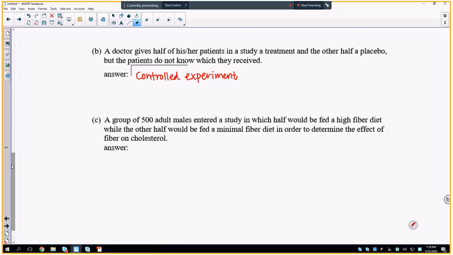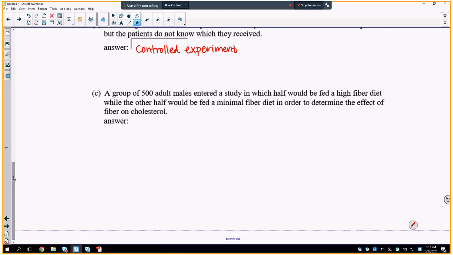In order to be double-blind, we would have to say that the doctor also doesn't know which treatment. A group of 500 adult males entered a study in which half would be fed a high-fiber diet while the other half would be fed a minimal fiber diet in order to determine the effect of fiber on cholesterol. So again, we have a controlled experiment. It's not an observational study because we are attempting to influence the outcomes. We didn't just ask a question and collect information. We are attempting to influence the outcomes by feeding either high fiber or minimal fiber, but it's not double blind.